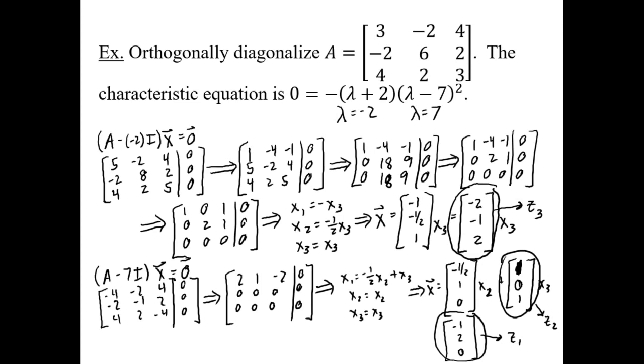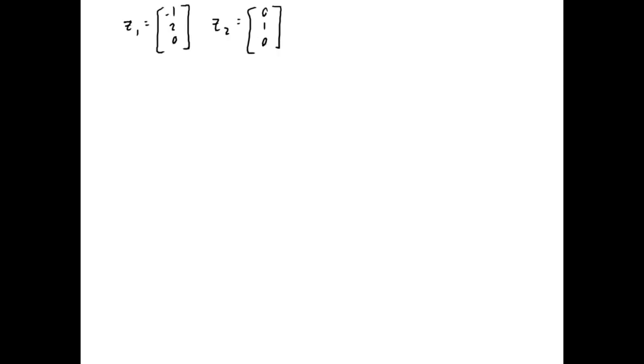And let's see, Z3 was -2, -1, 2. Okay, so there's Z3. So we need an orthogonal basis. I'm going to let V be my orthogonal vectors, these are my Z's. So V1 is going to be just that first vector, -1, 2, 0. That's fine.